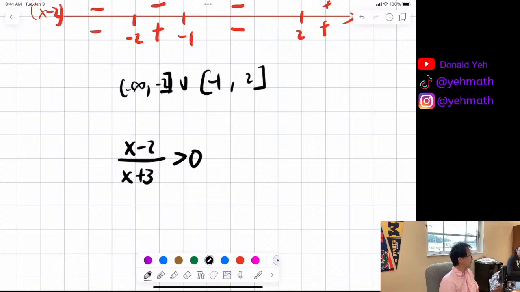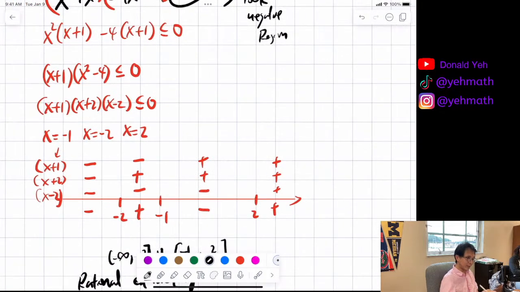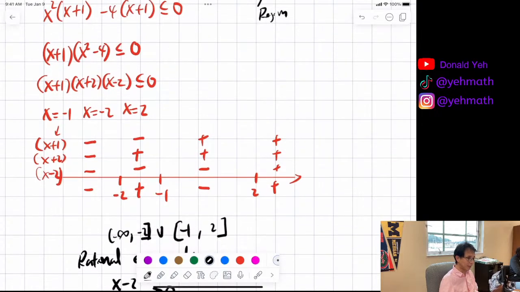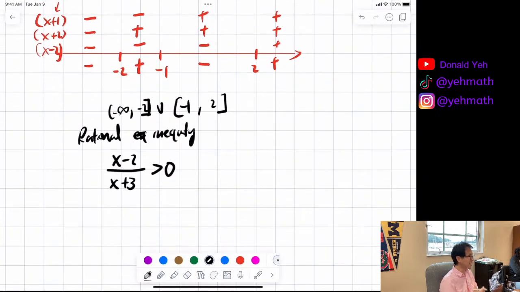The idea is this is called rational inequality. So what is rational inequality? Well, rational inequality is no different, just in fractions. But this is one sign multiplied by the other one, but this sign is just one sign divided by the other one. So there's actually no difference.